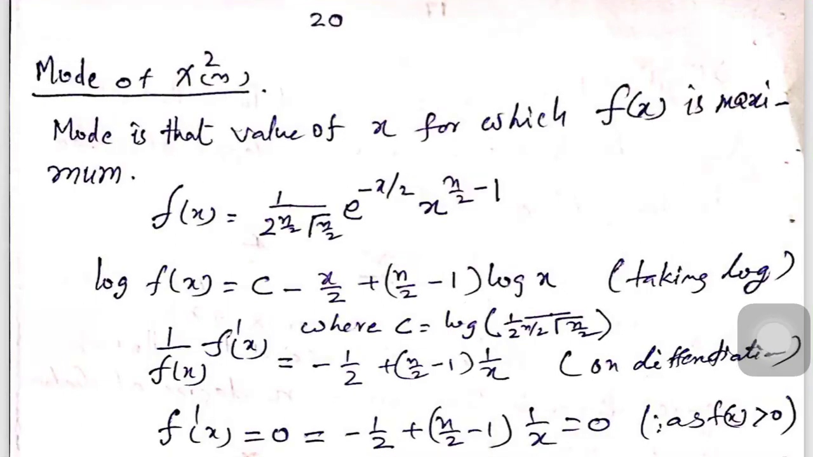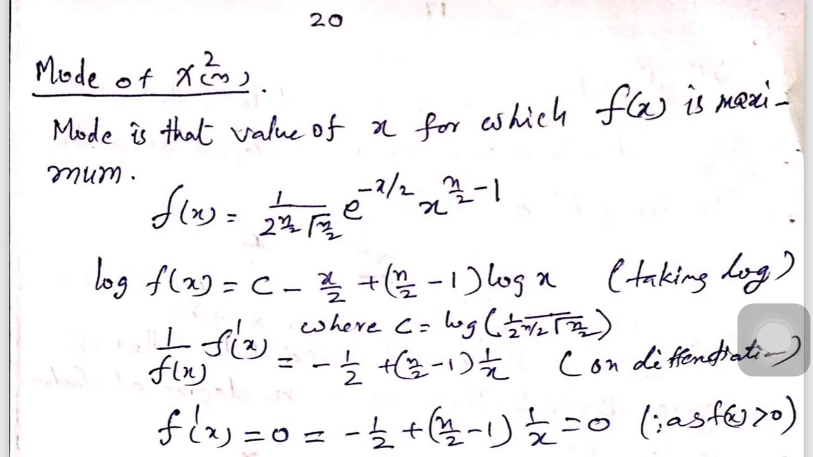Okay, welcome back. We were discussing chi-square distribution with n degrees of freedom. And now we shall see what is the mode of chi-square distribution with n degrees of freedom. What is mode? Mode is that value of x for which the density is maximum. As far as a PDF is concerned, mode is defined as the value of x for which f of x is maximum.